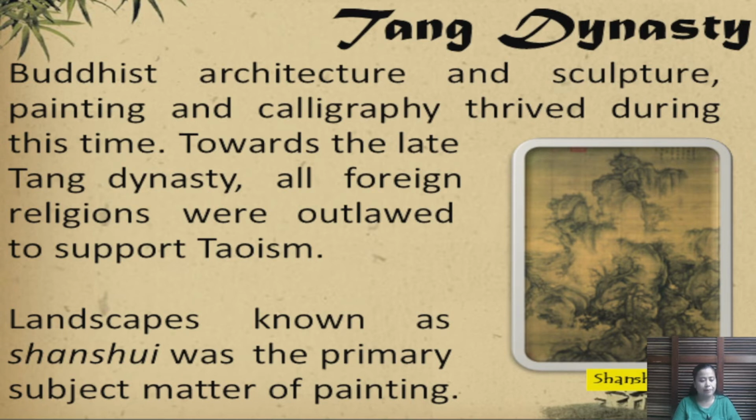During this time, painting was in traditional style, and calligraphy was done with a brush dipped in black or colored ink. The primary subject matter of painting was the landscape, known as Sansui. Its purpose is to grasp an emotion or atmosphere so as to catch the rhythm of nature.